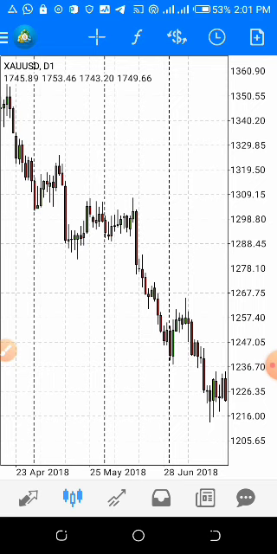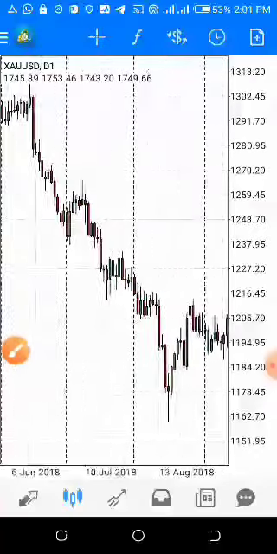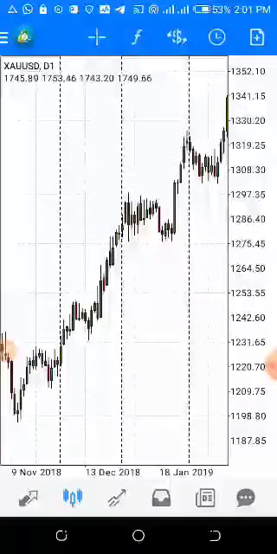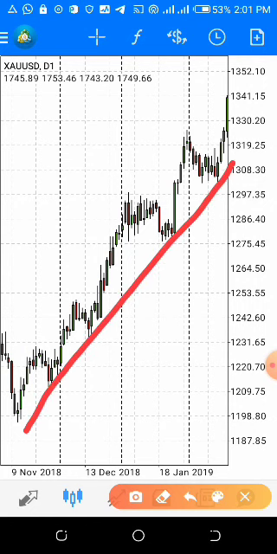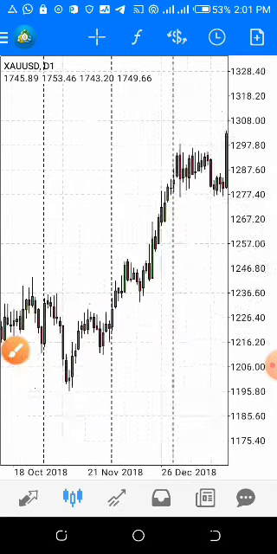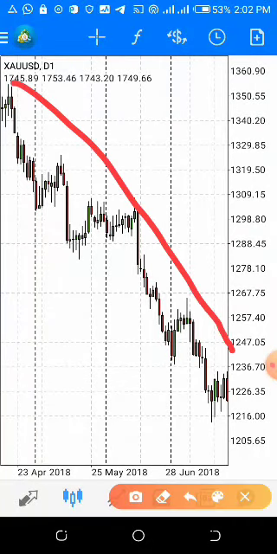We just finished looking at the horizontal support and resistance. So right now I want to explain the dynamic or slant support and resistance. In the dynamic support and resistance, when the market is going on a downtrend, we draw the resistance line over it. When the market is on an uptrend, we draw the support line under it.